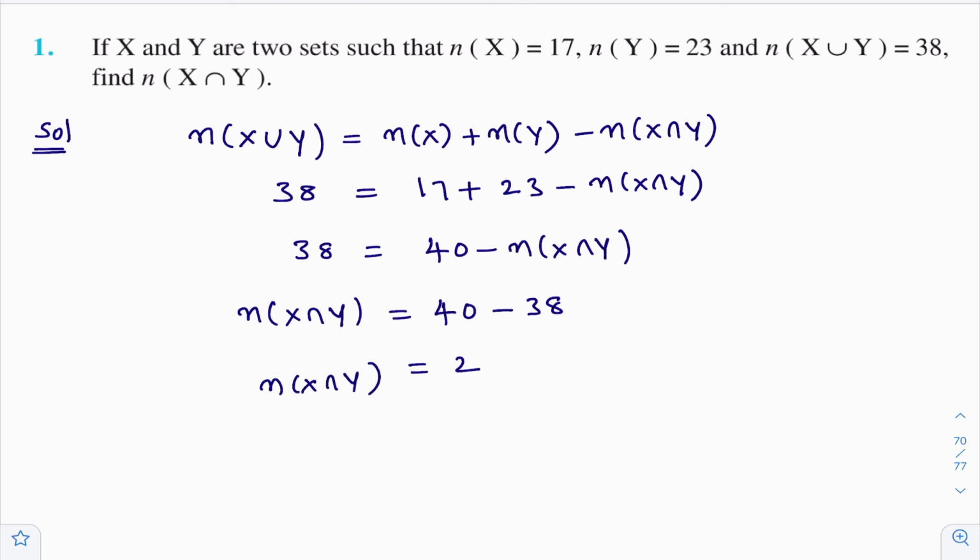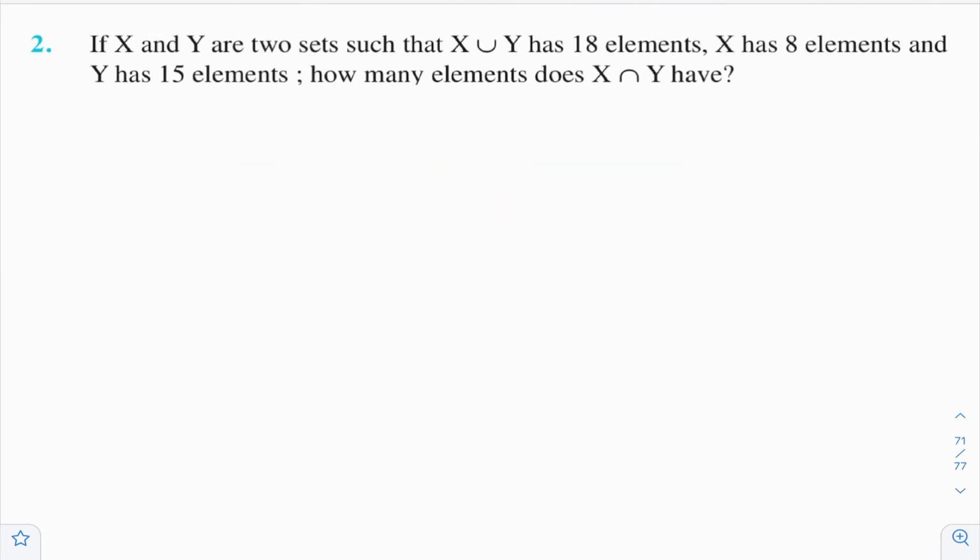That's it. We got the answer for this problem. They are asking us to find N of X intersection Y. We got that N of X intersection Y equals 2. I hope you understand this solution. Actually, this is a very easy problem because all the data is already given in the question. Now we'll move to the second question.